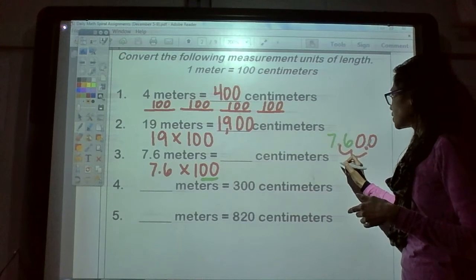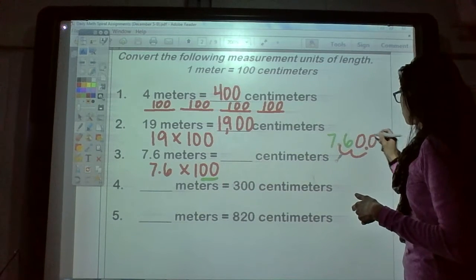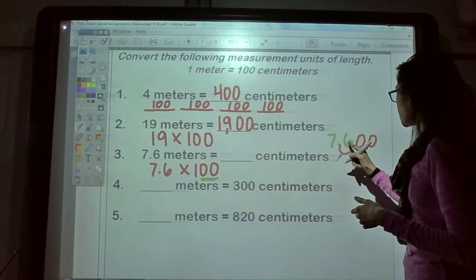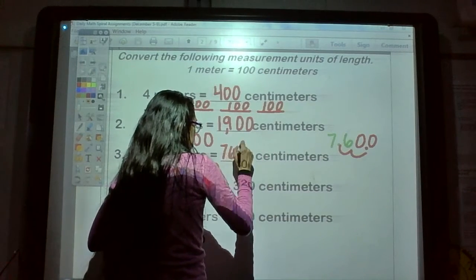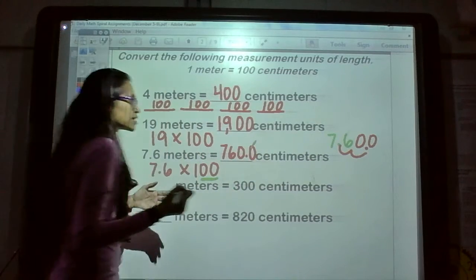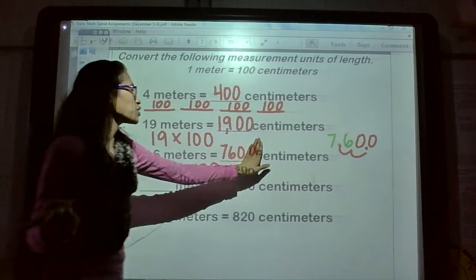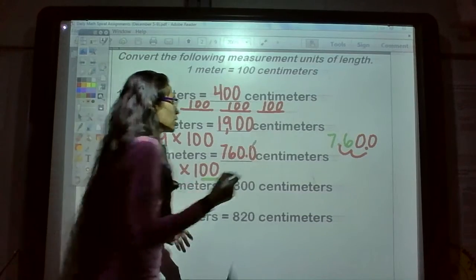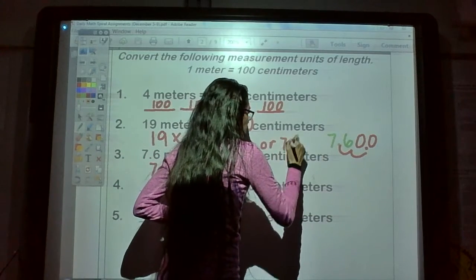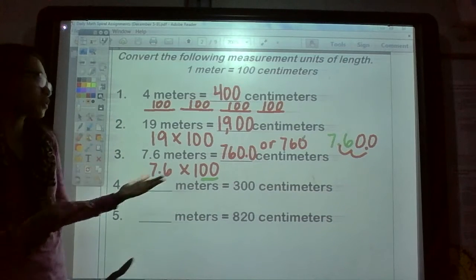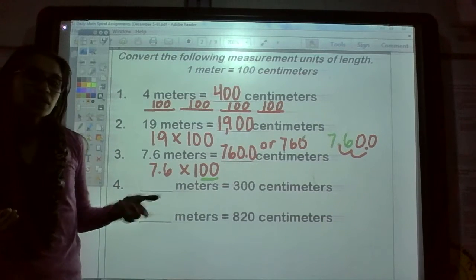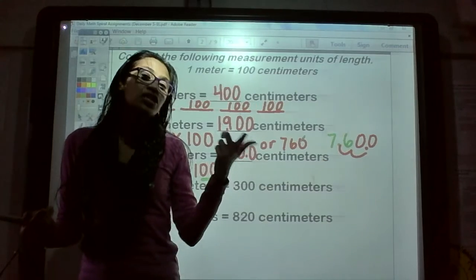So we have 760, decimal 0, which is the same thing as what? 760. You can write both answers, or you could just write one answer, whichever one you would like. All right? Thumbs up if you got that. Let's look at the next one.